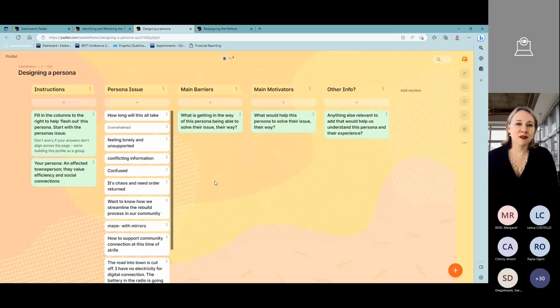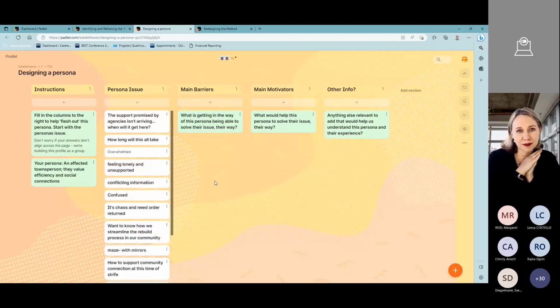So we're kind of feeling overwhelmed and we're frustrated with the chaos, but at the same time, we want ways to connect to the community. We want to feel less isolated. So already we're kind of extending on the initial issue that we had for townspeople in general, and showing how it would look for this persona in particular.